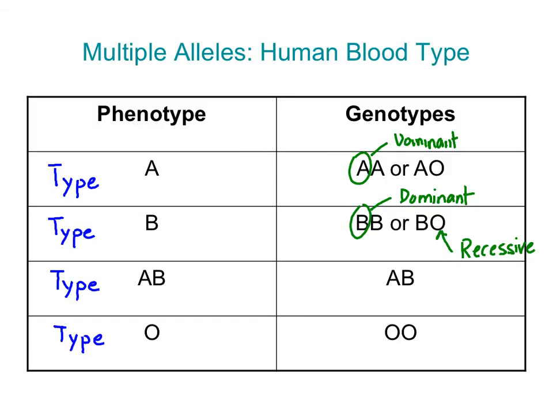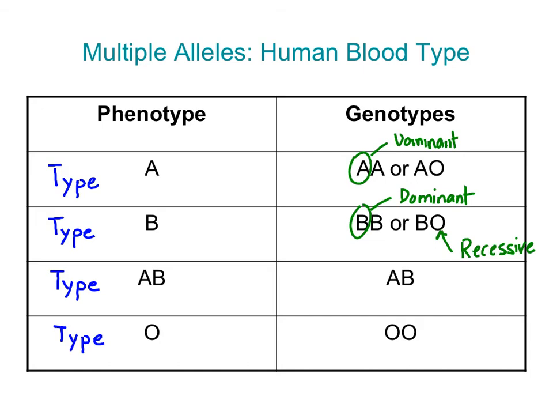For multiple alleles, the scenario that we're obviously going to be working with is human blood type. So you will need to memorize the phenotypes and the genotypes for the 4 possible blood types. There's 4 possible blood types. There are type A, type B, type AB, and type O. Anytime you're talking about the word phenotype, you have to include the word type. That's why I wrote it in for you in the chart.